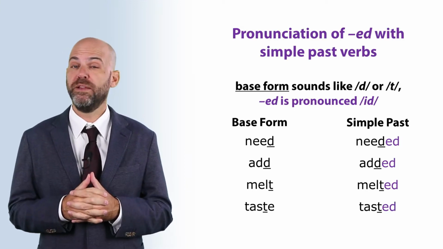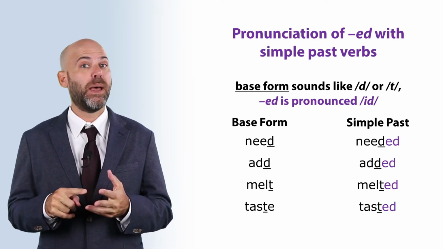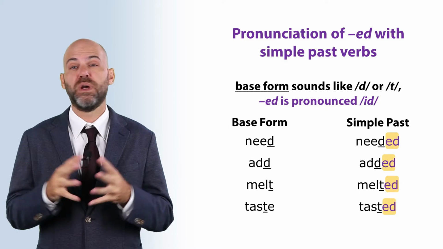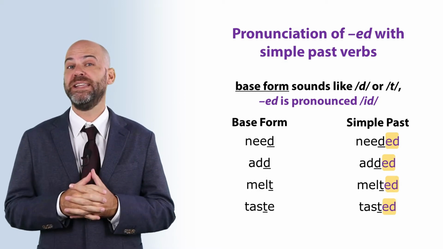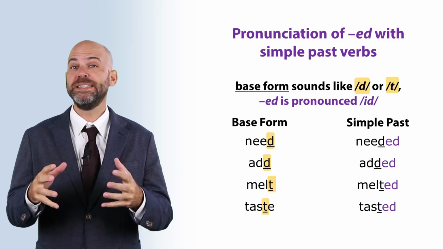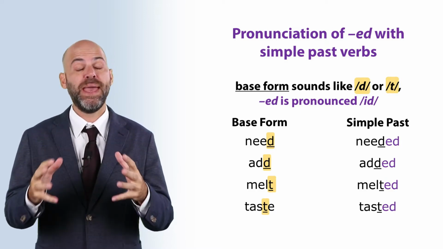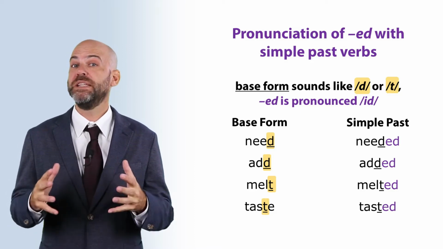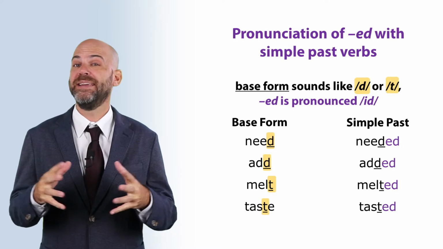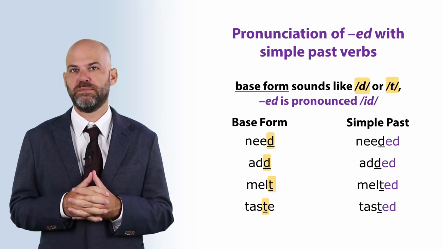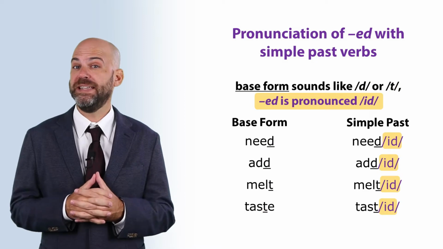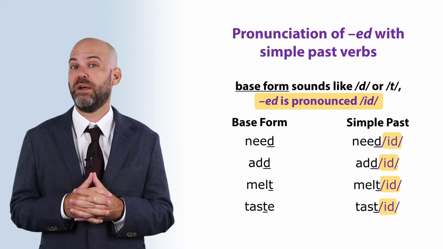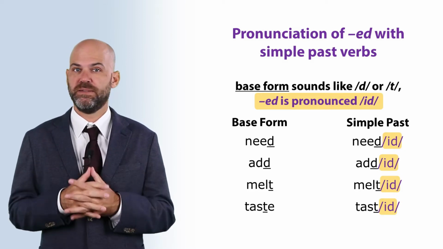Here we have the regular verbs need, add, melt, and taste. The past tense forms of these verbs all end in ed. The pronunciation of ed depends on the ending of the verb. The base form of these verbs end in a D or T sound. The pronunciation of ed for verbs that end in a D or T sound is id.